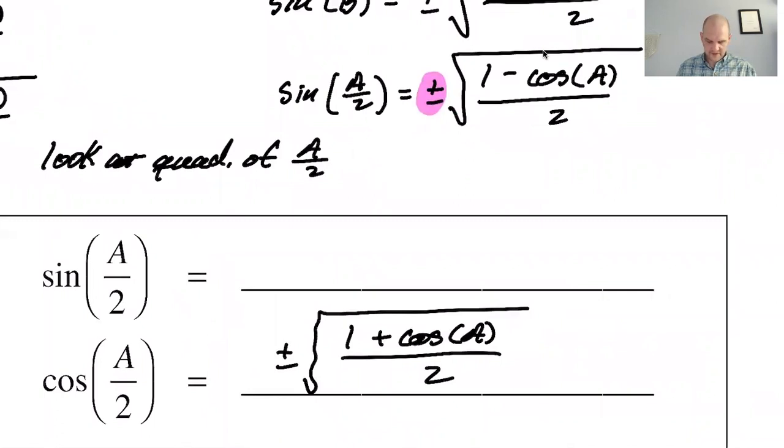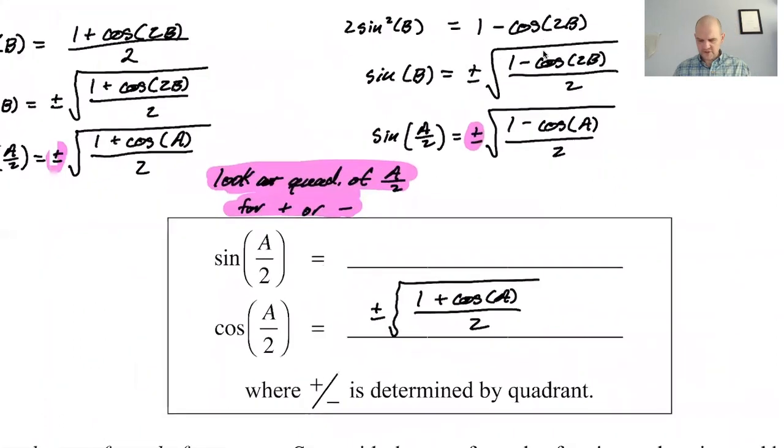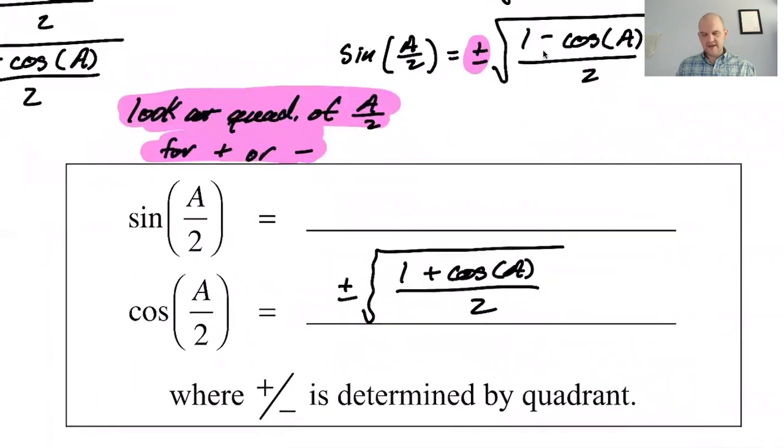We'll do problems where you can actually do it. You look at the quadrant of a over 2 for the plus or minus. So you don't get both, you get one, but you don't know which one you're going to get until you know what quadrant you're supposed to be in. And you'll know just by looking. This is not something to stress over. People stress over it though, because it's a very scary looking formula.